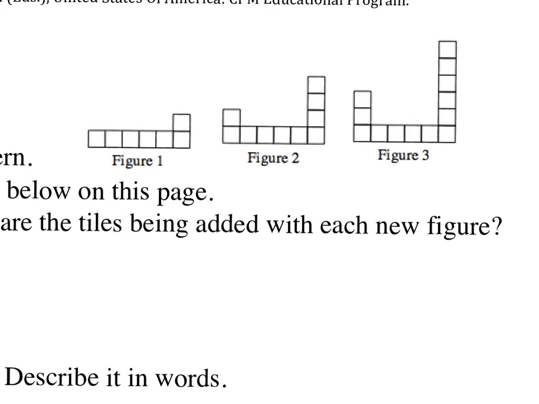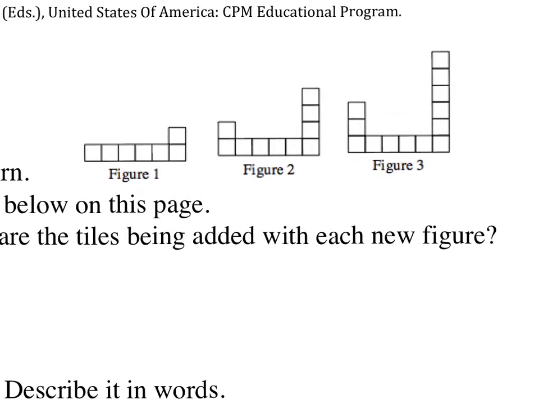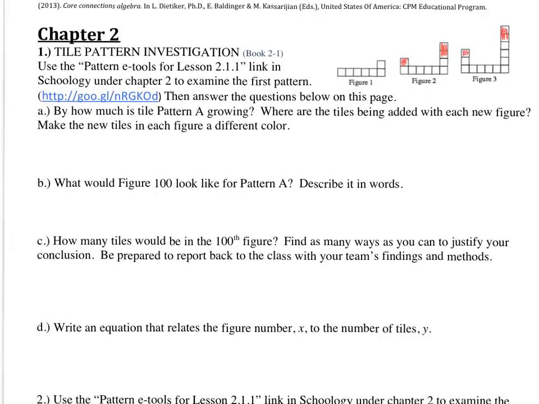If we take a look at Figure 1 to Figure 2, we can see that Figure 2 is adding a block in the first column and is adding 2 blocks in that last column. Going from Figure 2 to Figure 3, we are adding a block in the first column and adding 2 blocks in the last column.